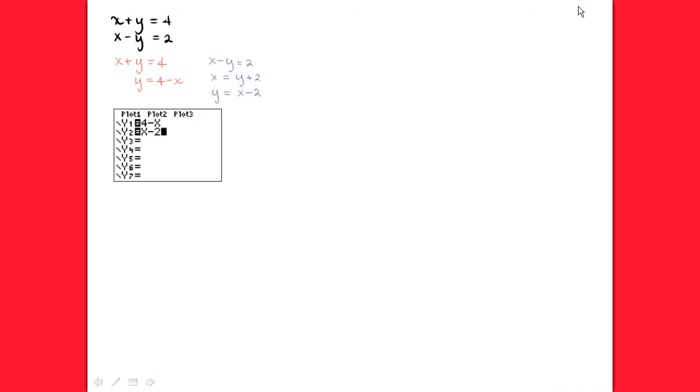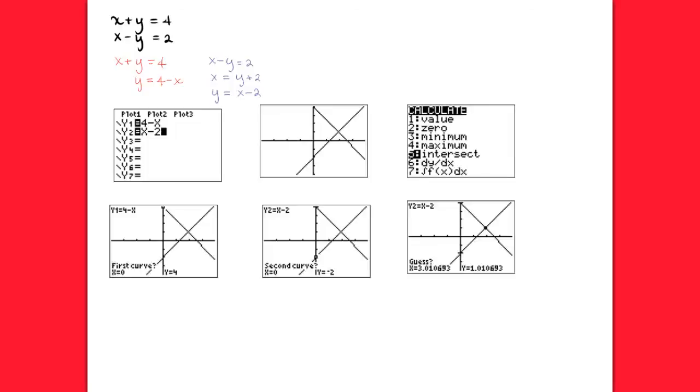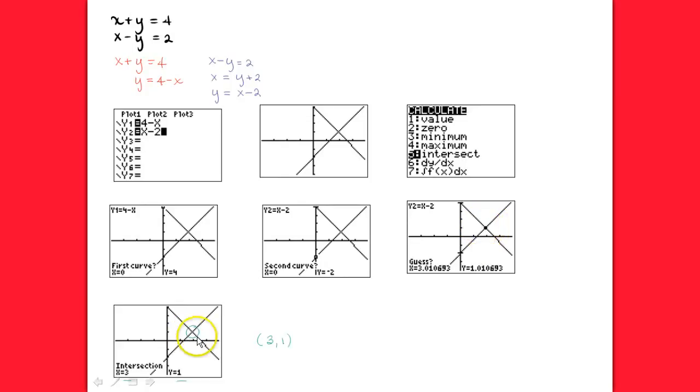So just for review of what we just did, we put both of our equations in y equals, and then we graphed, and we went to second trace, which was our calculate menu, chose number 5, intersect, and it said, do you want me to use what's in y1 for the first curve? We told it enter. Do you want me to use what's in y2 for the second curve? And we told it enter. And then it asked me for a guess. We got as close as we could and hit enter. And then it did give me that point of intersection at 3, 1. So that would take care of the time and the inaccuracy problem.